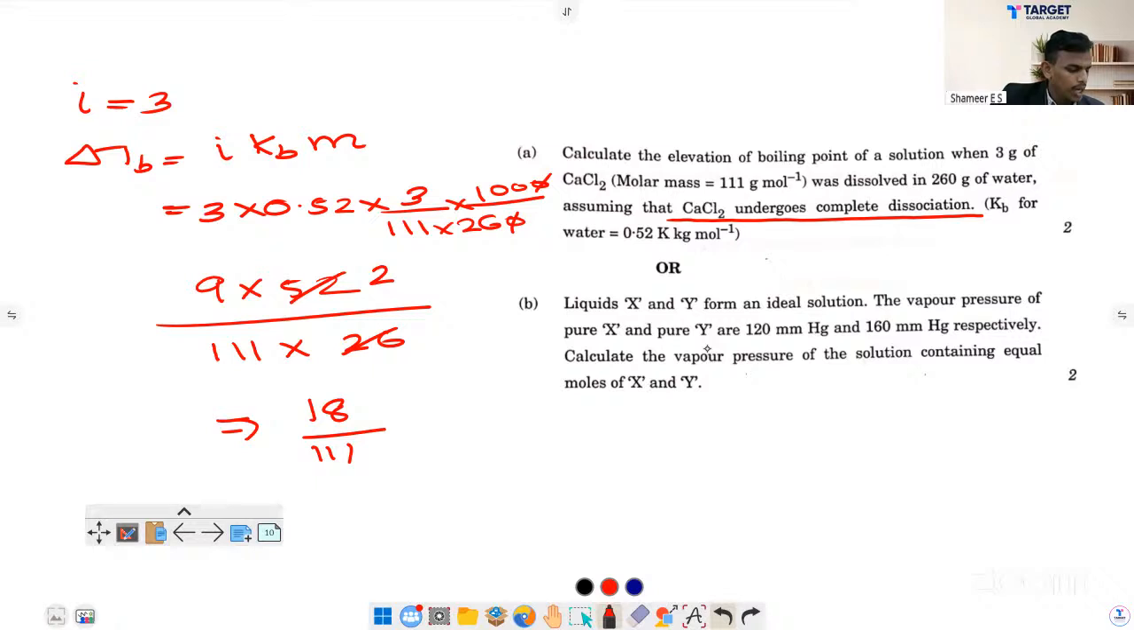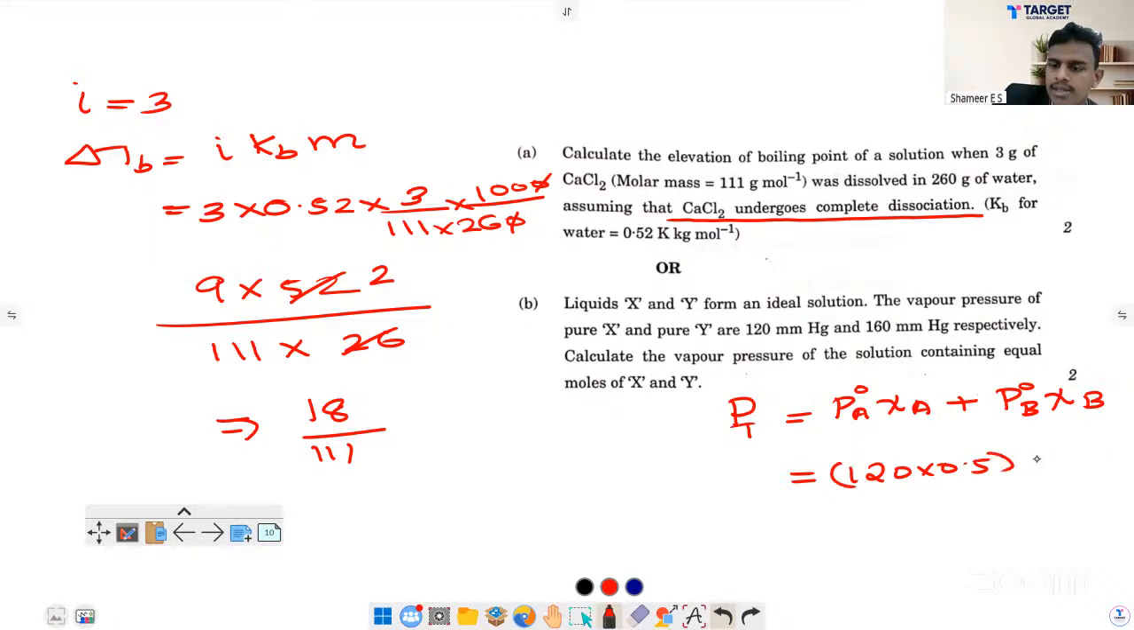Okay. Now liquids X and Y form an ideal solution. The vapor pressures of pure X and pure Y are 120 and 160. We want to calculate the vapor pressure of the solution. So P total is equal to P0A into chi A plus P0B into chi B. Equal moles means chi A and chi B will be 0.5. So it will be equal to 120 into 0.5 plus 160 into 0.5. That means 60 plus 80, total will be 140 mmHg.